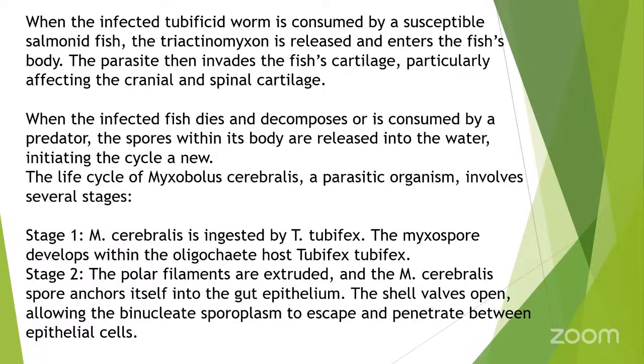The life cycle of Myxobolus cerebralis, a parasitic organism, involves several stages. Now, if you see the stages, in stage 1 it is ingested by tubifex, and this myxospore develops within the oligochaete tubifex. In stage 2, the polar filaments are extruded, and this cerebralis spore anchors itself into the gut epithelium. The shell walls open, allowing the binucleate sporoplasm to escape and penetrate between epithelial cells.